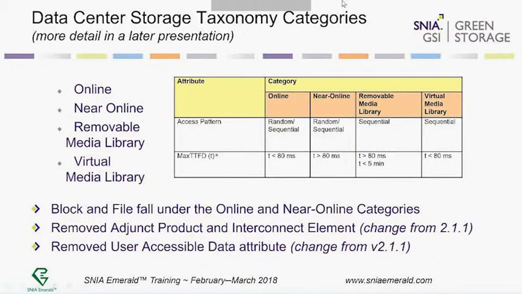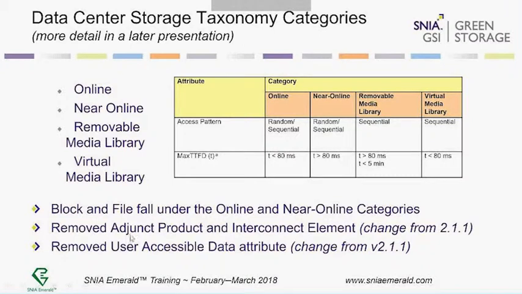But just to point out, block and file fall under the online and near online categories. Of course, again, we're interested in online 3 through 5, because those are the eligible Energy Star categories.